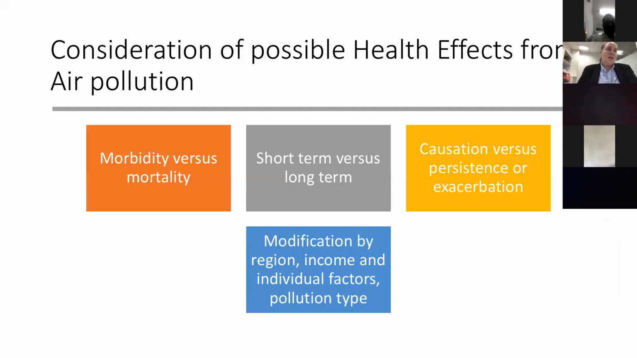Morbidity versus mortality. So the statistics I showed you up front about the burden of disease were all based on mortality from these diseases. But that's really just the tip of the iceberg. There's an awful lot of literature just looking at disease rather than death. So studies choose to look at one or the other. Short or long-term effects. Many studies just look at the short-term effect, for example, high air pollution days and admission to hospital with asthma, while other studies are assessing long-term effects, like the development of asthma from air pollution. Again, causation versus persistence or exacerbation. Some studies are looking in populations without disease to see whether exposure causes disease over time, whereas others are looking at populations with disease and whether air pollution exacerbates or causes disease persistence.